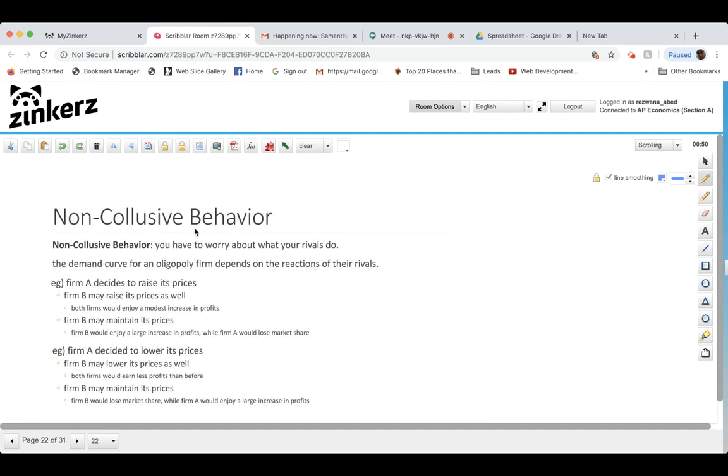Okay. All right. So the other part of the behavior that oligopolies can exhibit is non-collusive behavior. So this is if you don't collude, right? If you are not in agreement with your rival, you haven't met in secret and decided how much to produce, how much to charge for price. So you don't have any agreement with your competitor, but then you kind of have to worry about what your rivals do. So that is non-collusive behavior.